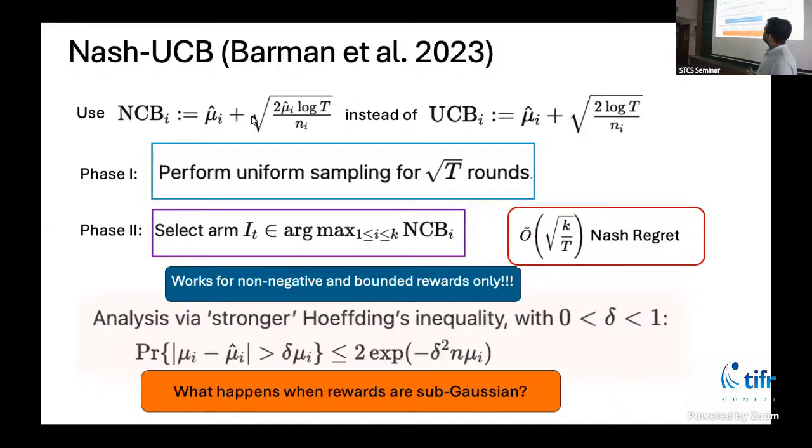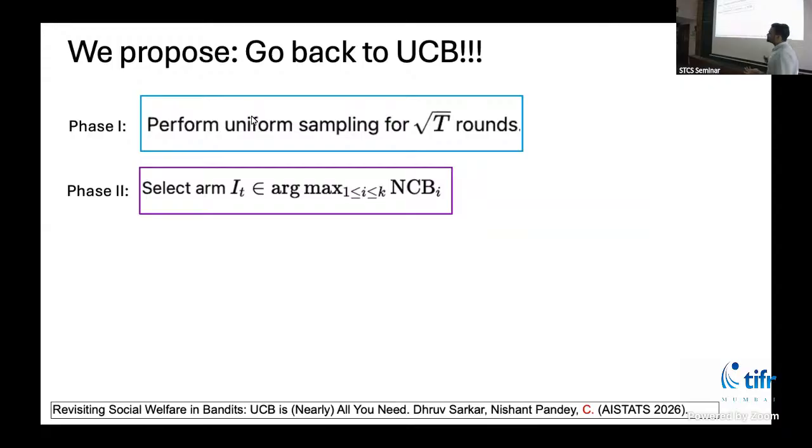So with this, we try to answer the question: what happens when the rewards are more general, when rewards are sub-Gaussian? And our proposal is very simple. Forget about all this Nash confidence bound now. Let's work with UCB only. UCB, Nash UCB, what is more fair, we don't know. So our proposal is to go back to UCB only.